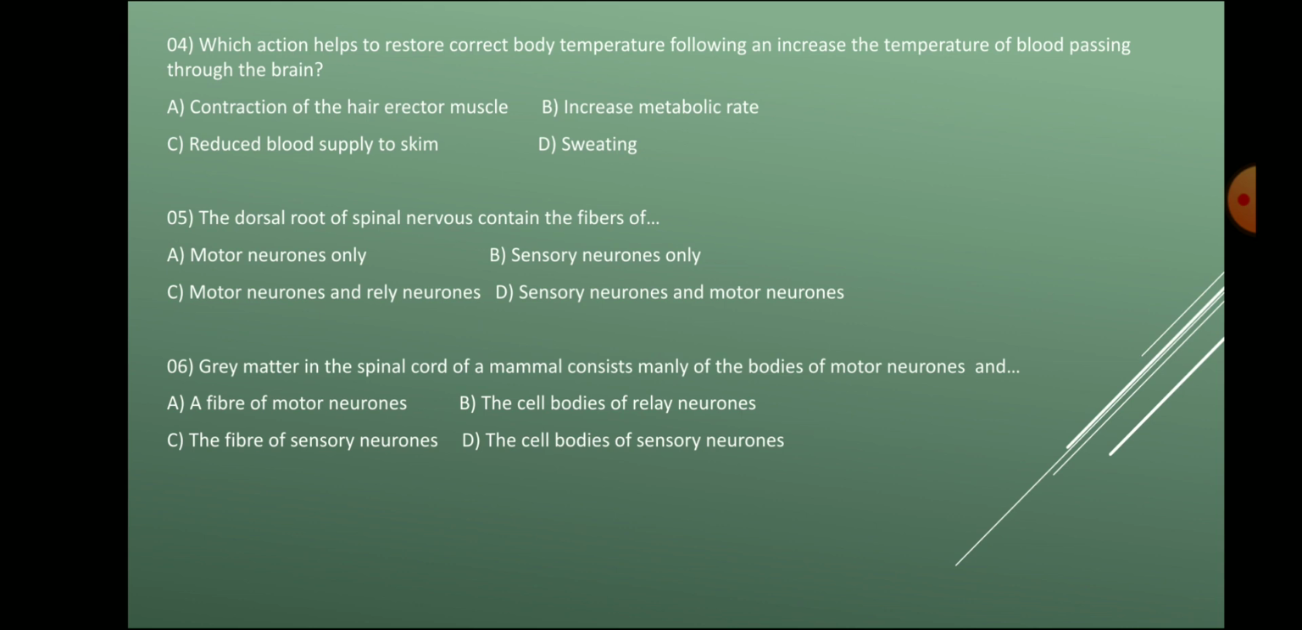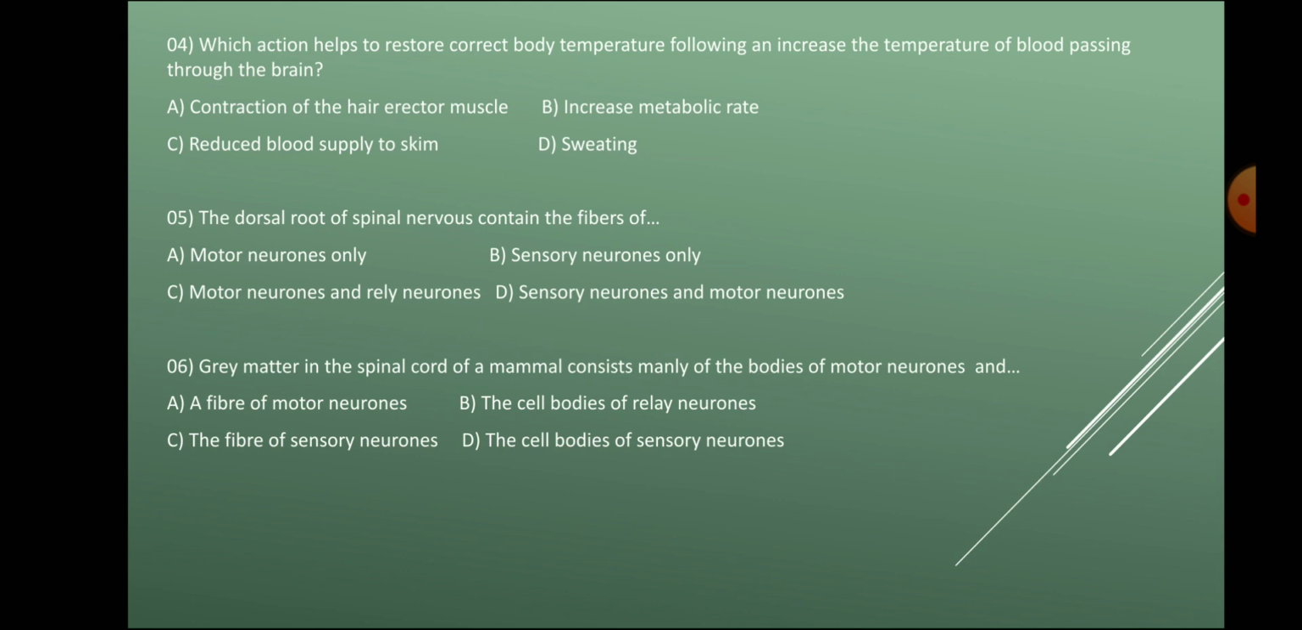The correct answer is number B. For the fifth question, the correct answer is number B, that means sensory neurons only. So the dorsal root of the spinal nerve contains only sensory neurons.